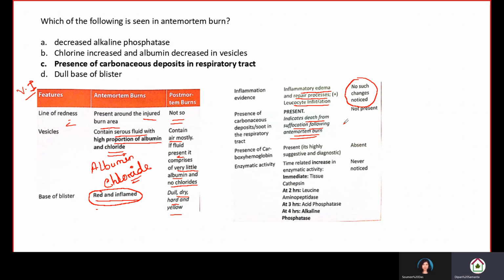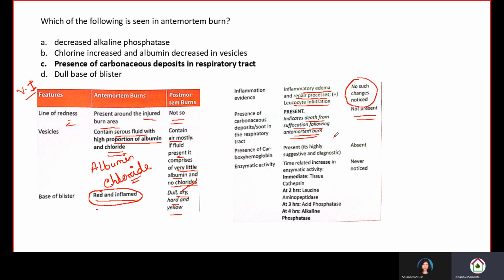But in case of postmortem burning, obviously a dead body cannot smell. The dead body will not inhale, that's why there will be no presence of such deposits or soot in the respiratory tract. Now, carboxyhemoglobin is present in antemortem burns, and in postmortem it is absent.